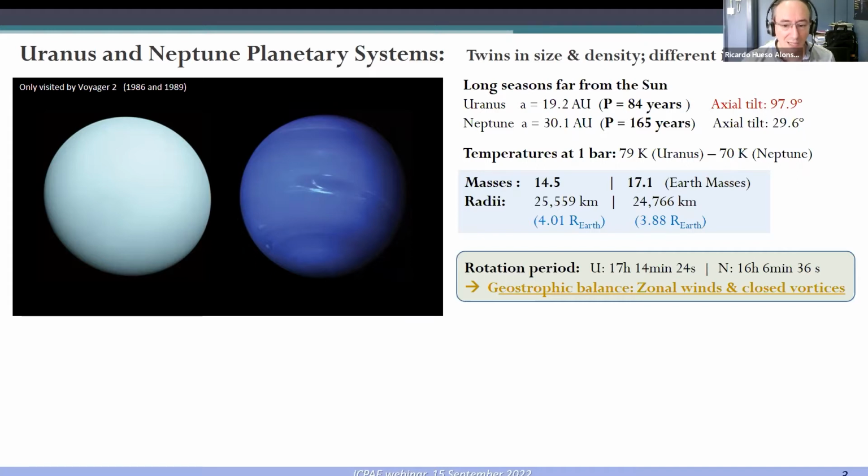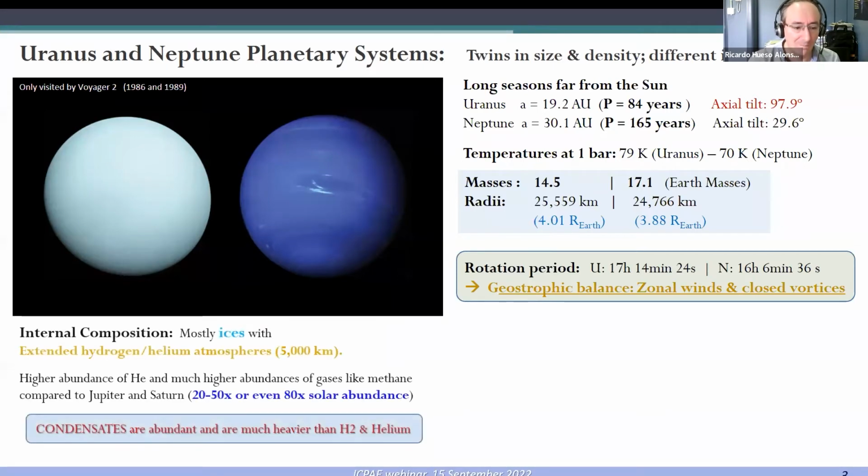Both Uranus and Neptune have fast rotations, so they have a daily period of about 17 hours, and this means that their atmospheres are going to be in geostrophic balance, in which we are going to find zonal winds in the direction of the parallels, and also we are going to find atmospheric features like closed vortices, like this one here in this image of Neptune, which is known as the Great Dark Spot in Neptune that was observed in 1989. And these dark spots are somehow mysterious even now, decades after the discovery of the first of them.